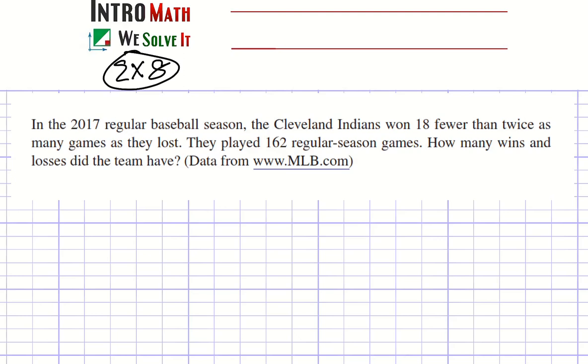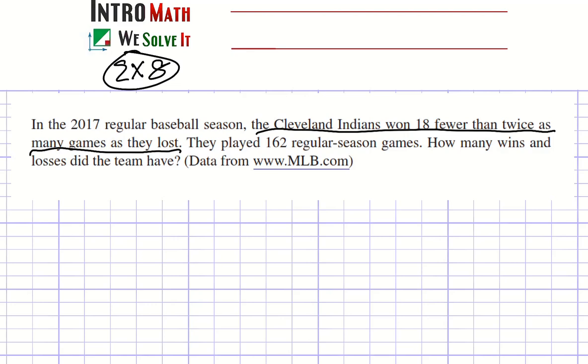All right, it says in the 2017 regular baseball season, the Cleveland Indians won 18 fewer than twice as many games as they lost. They played 162 regular season games. How many wins and how many losses? You always keep your eye on that. 18 fewer than twice as many games they lost. That's your key right there.